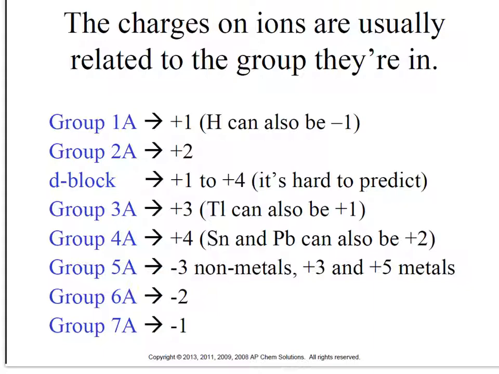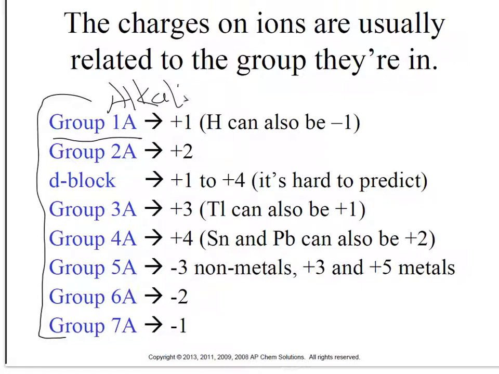So how do these ions form? Okay, here are some general charges for things. Group 1A, right? That is the alkali metals. Group 2A, that's your alkaline earth metals, right? And be +2. Now the D block tends to be hard to predict, okay, and they can vary anywhere from a +1 to a +4 depending on the element and the energy involved in the reaction, okay.